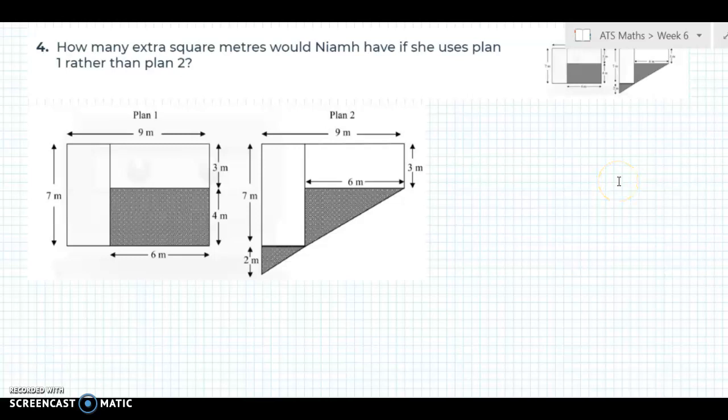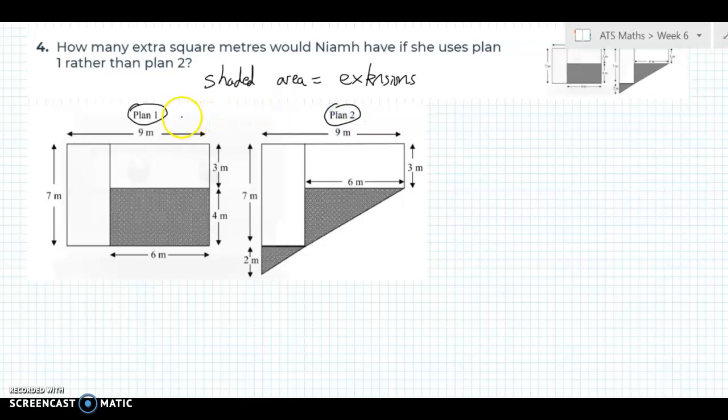Now here's two kitchen plans, and the extensions is the shaded area, right? The shaded area are the extensions. How many extra square meters would Neve have if she uses plan 1 instead of plan 2?